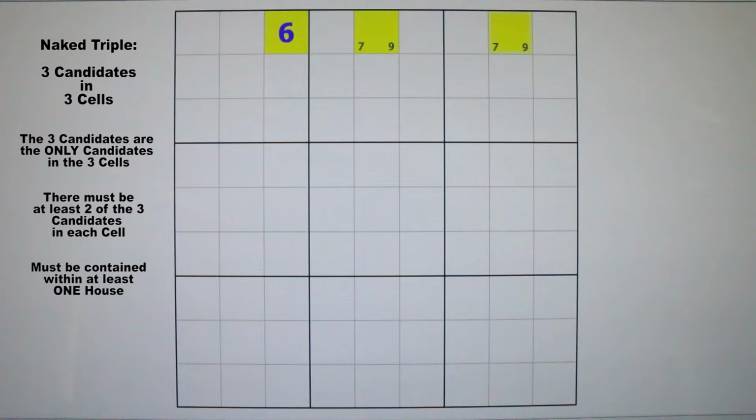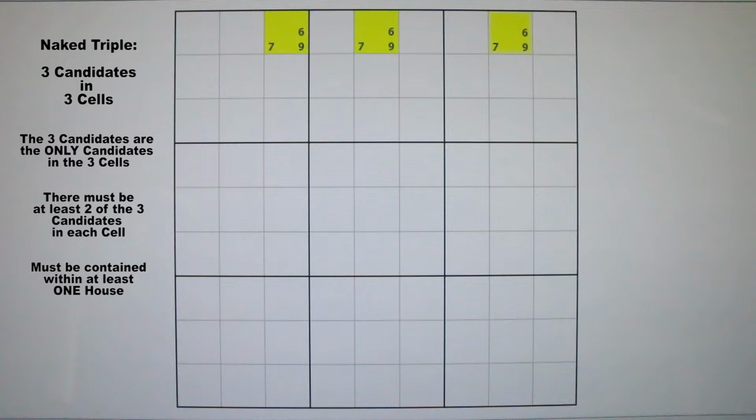So now let's go back and let's imagine that the first cell is a 7. So if the first cell is solved for 7, that leaves a naked pair in the other 2 cells of 6 and 9 and 6 and 9. So this one has to be the 6 and this one has to be the 9, or this one has to be the 9 and that one has to be the 6. So if the first cell is a 7, it's either 7, 6, 9 or 7, 9, 6.